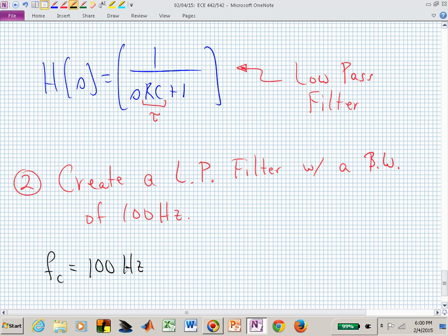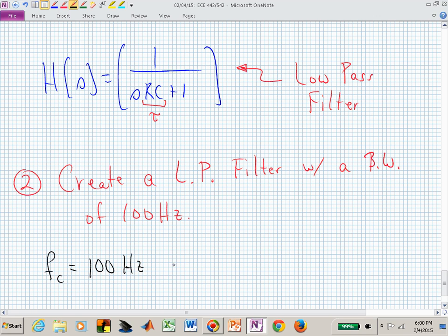We have to make sure and keep track of our f's and w's, correct? We wanted a cutoff frequency of 100 hertz, and 1 over SRC plus 1 is not necessarily right in terms of hertz, is it? If you looked at the pole of that transfer function, that pole was going to have units of radians per second, right? That RC time constant is in seconds. S is radians per second.